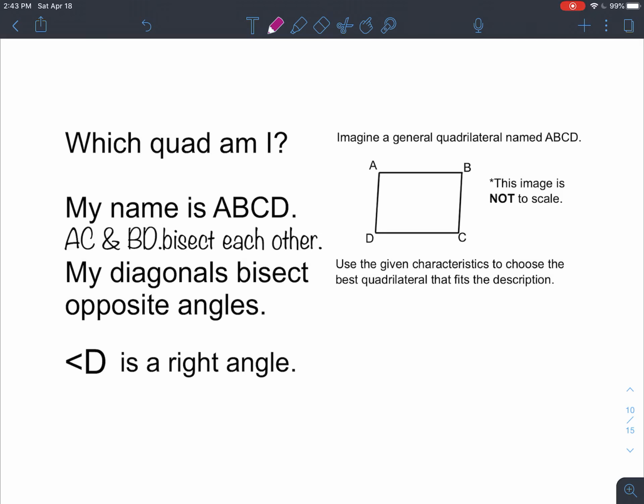Okay, so last set in our parallelograms, we're going to talk about which quad am I. As we work through this, think of it as an umbrella. We're going to start out big and work our way down smaller if we can. So my name is ABCD. AC and BD bisect each other. So if our diagonals bisect, we know that we at least have a parallelogram.